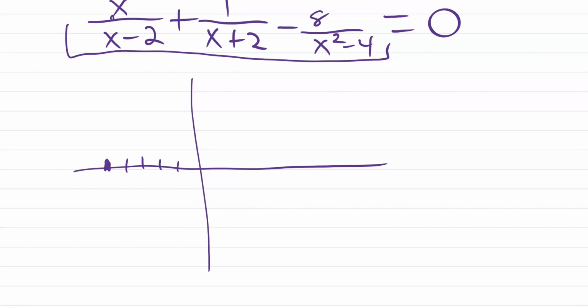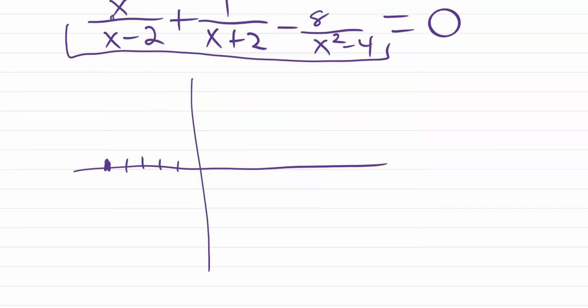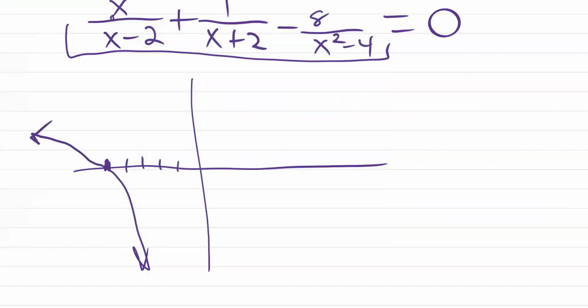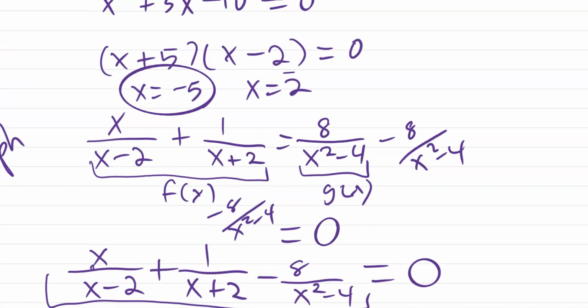Right? Go back to my graph here. All right. And then, oops, calculator go. But it never crosses again. So that means that that answer right there is not a right answer.